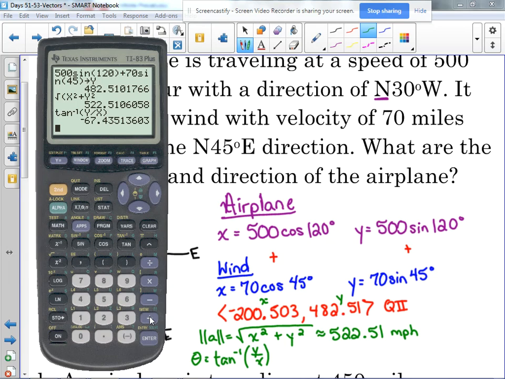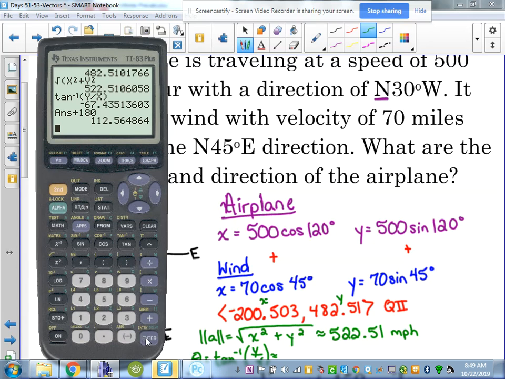So we subtract that from 180. Well, guess what? It's the same as adding 180 to it. Okay, that's going to put us in the right quadrant. 112 degrees is in the correct quadrant. So I'm going to write down that we got negative 67.44, but I added 180 to put it in the right quadrant of 112.565 degrees.